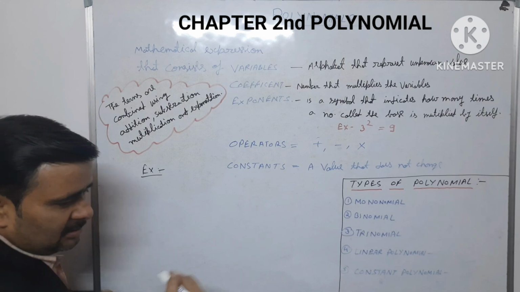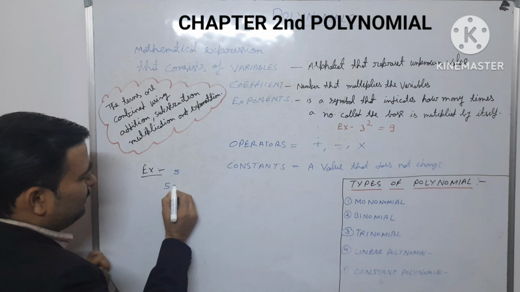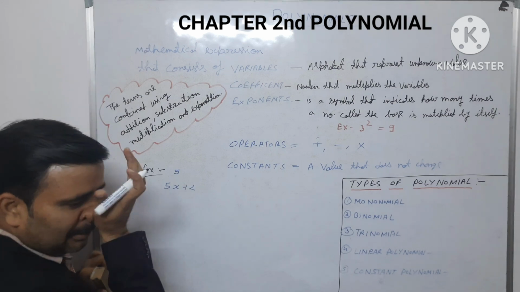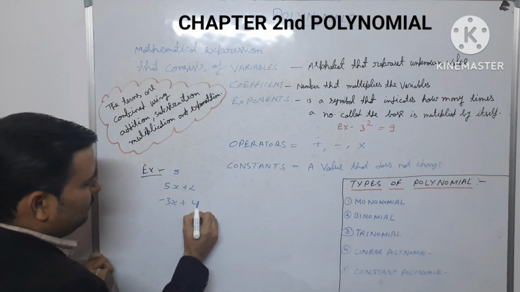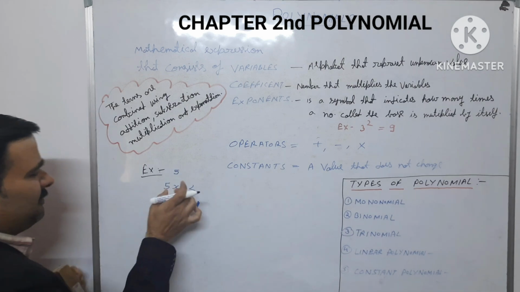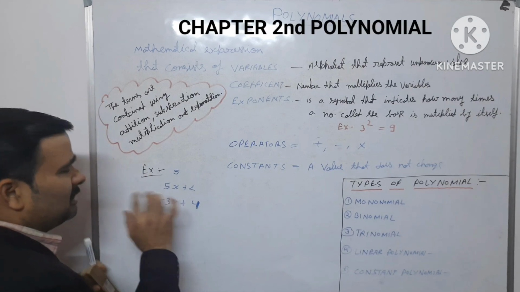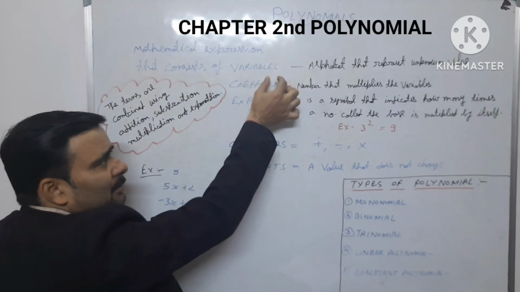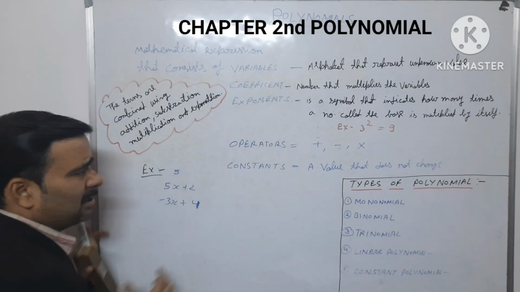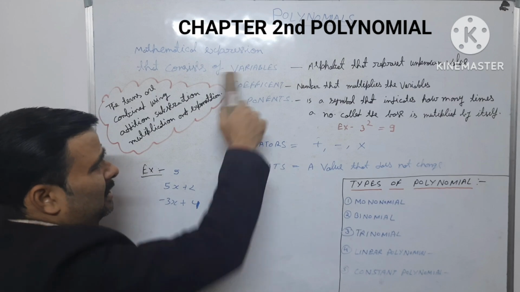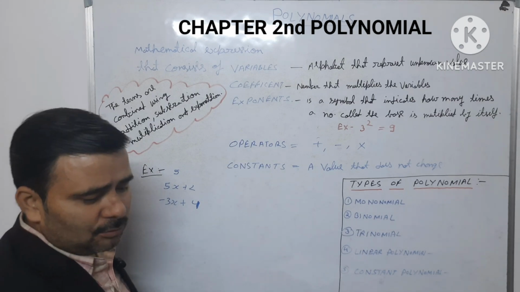For example, suppose we have a term like 5x plus 2, or minus 3x plus 4. Before we focus on this, let's understand what is a variable, what is a coefficient, what are exponents, what are operators and what are constants. As we know, variables are alphabets that represent an unknown value.